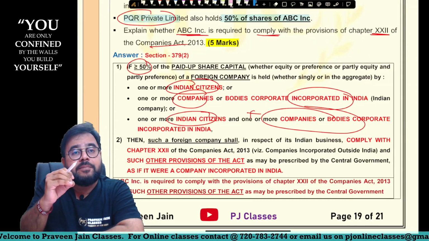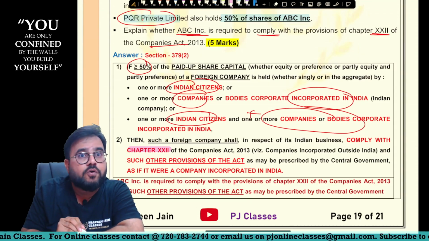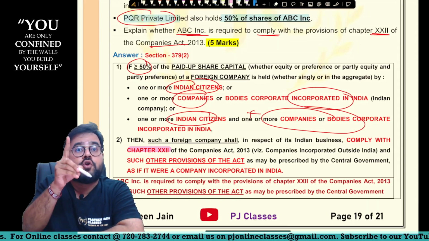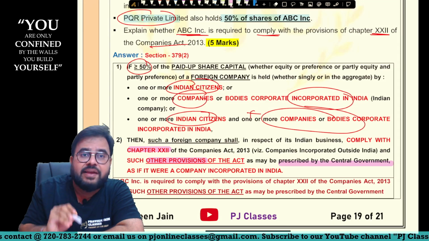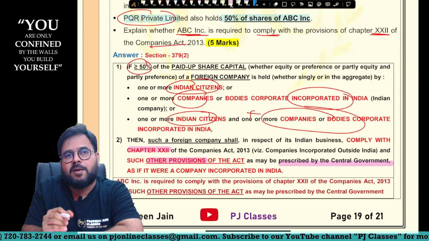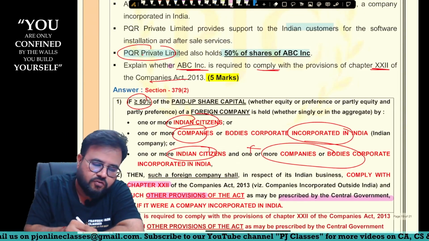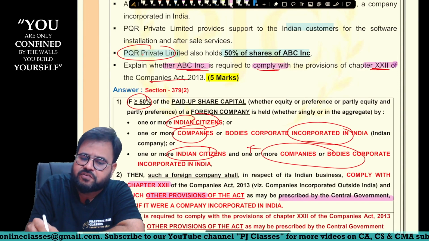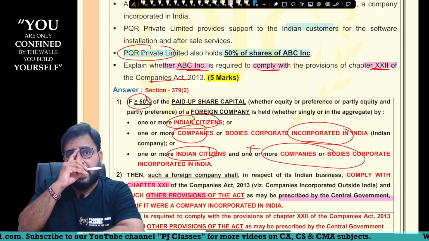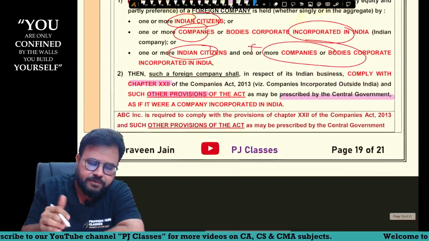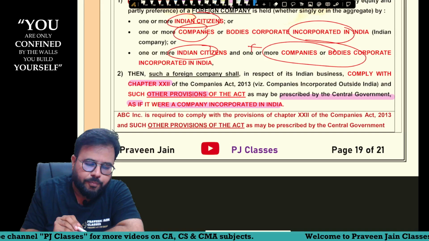And as soon as you become a special type of foreign company, you have to follow chapter number 22. Plus, you also have to follow such other provisions as may be prescribed by the central government. In other words, normal compliance, extra compliance is there, sir. So whether ABC is required to comply with provisions of chapter 22? Yes, not only 22 plus other provisions as may be prescribed by the central government, sir. As if, deeming, sir, it is a company incorporated in India, sir.